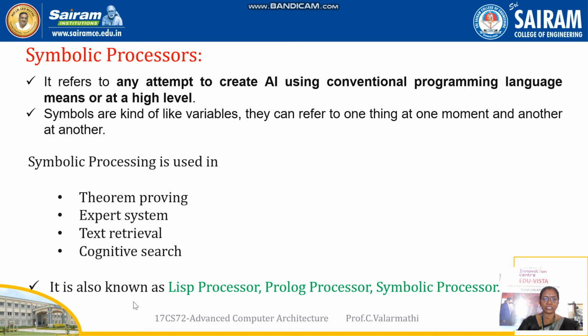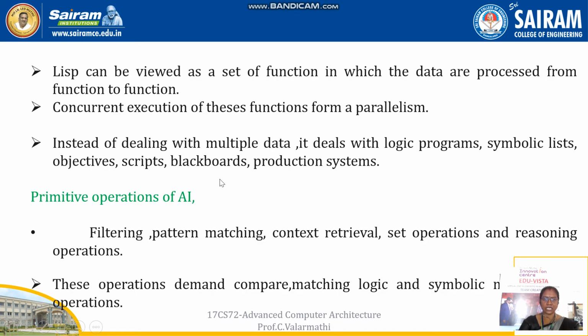It is also known as a Lisp processor, Prolog processor, and also symbolic processor. So the other names for symbolic processors are Lisp processors and Prolog processors. What is meant by Lisp? Lisp is a very important term here. Lisp is viewed as a set of functions in which the data are processed from function to function.